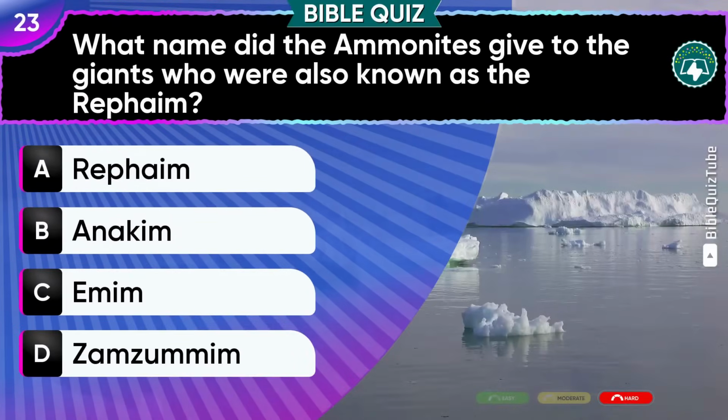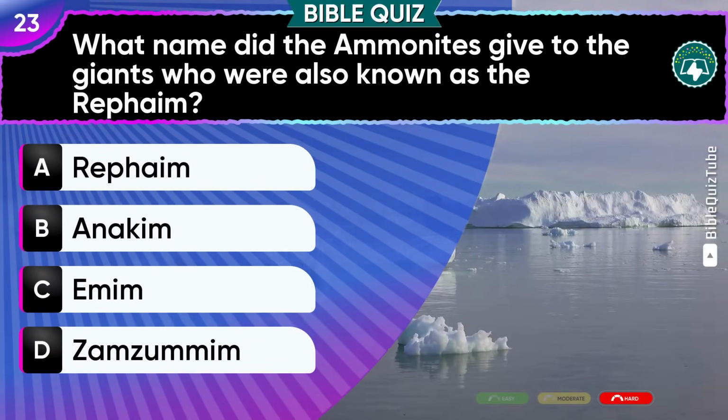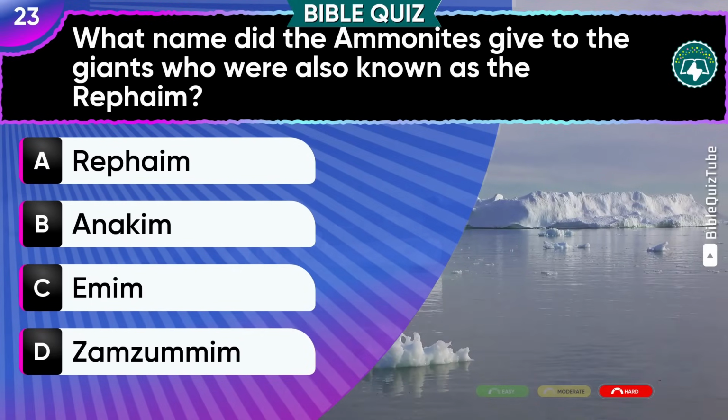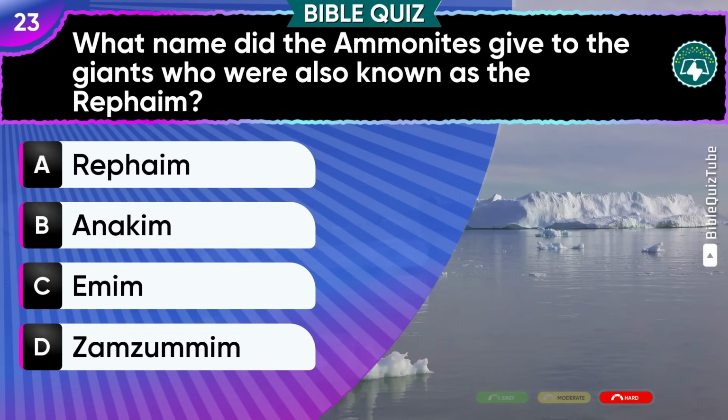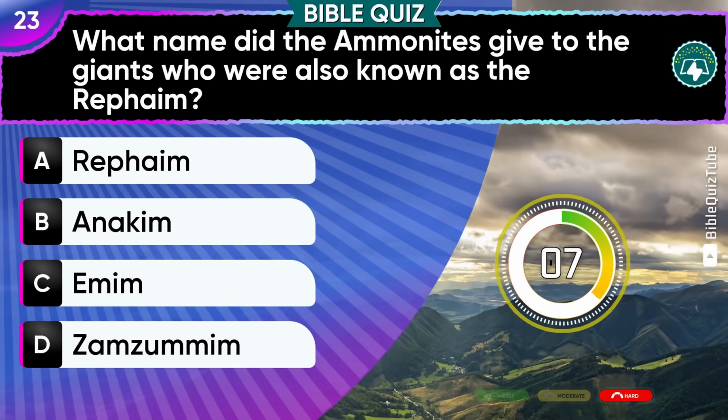Question 23. What name did the Ammonites give to the giants, who were also known as the Rephaim? A. Rephaim. B. Anakim. C. Emim. D. Zamzummim.